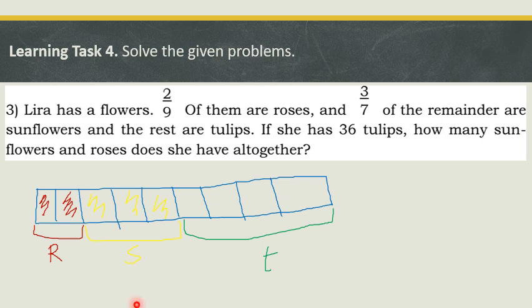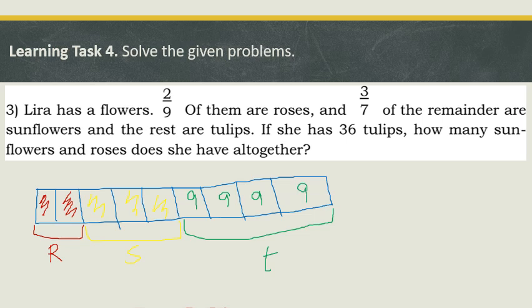Kung tulips po yung natira, ang sabi dito, 36 daw yung tulips. Ilan daw yung sunflowers and roses pag pinagsama? How many sunflowers and roses does she have all together? Pag-a-add natin ito, yung roses and yung sunflowers. Yung tulips daw is 36. 4 yung hati niya. Ilan kaya kada isang kahon kung 36 ang total nito? We have 9. Kada isang kahon is 9 tulips.